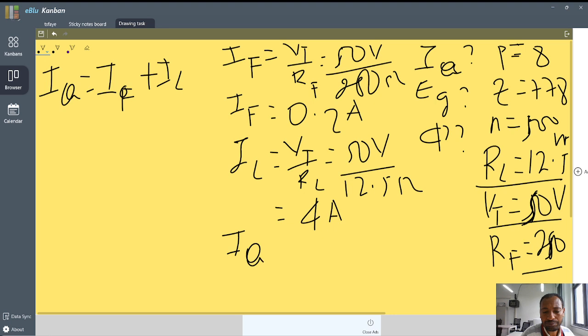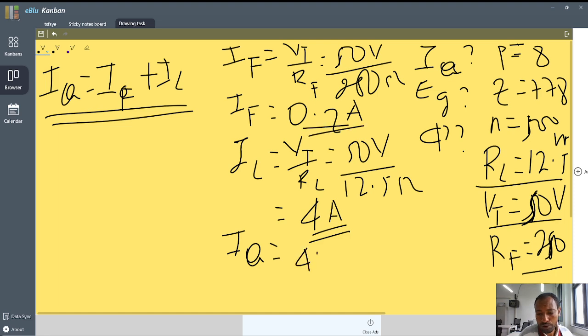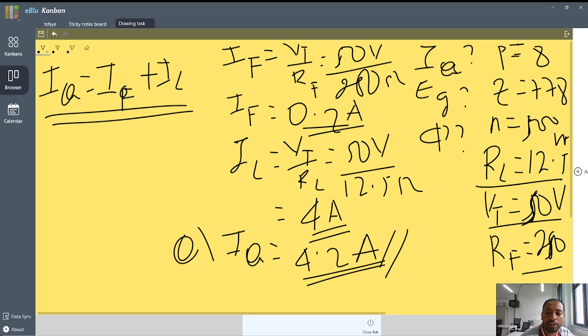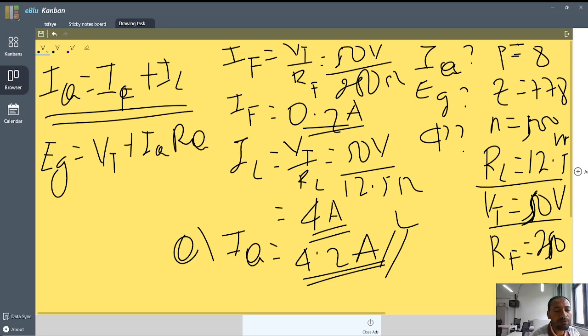Now, what is IA? The summation of the two, right? So 4 amp plus 0.2 amp is going to be 4.2 amps. That is IA. The first one is done. And second, EG, the generated voltage, is VT plus IA RA. This is the way we can get EG.